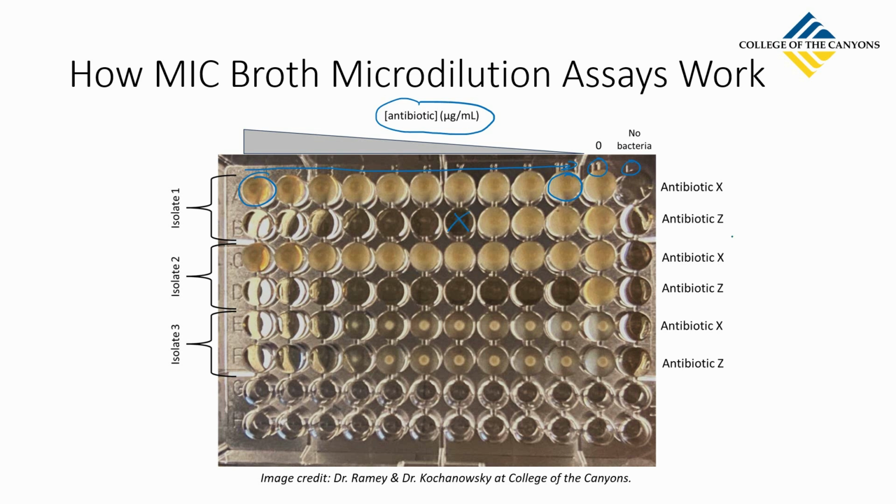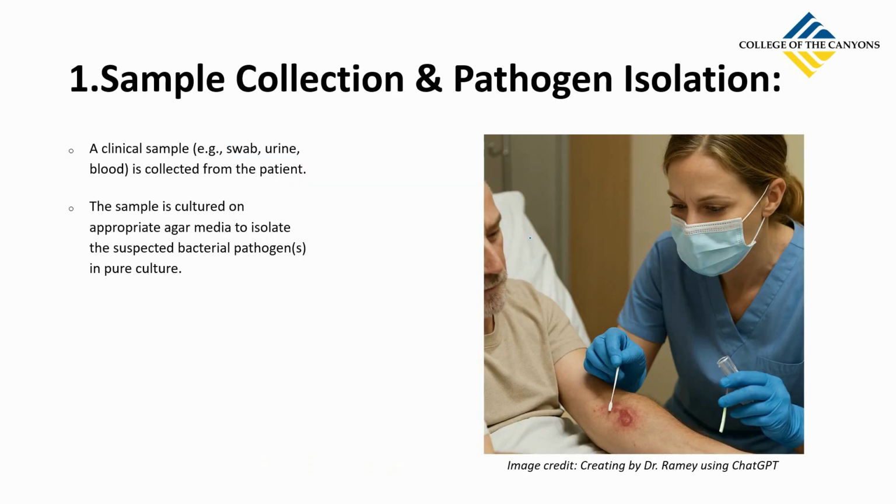Like you can see in this well here for antibiotic Z, this is the lowest concentration of this antibiotic that prevented growth of this isolate. So whatever that concentration is would be the minimal inhibitory concentration. So let's walk through this one step at a time.